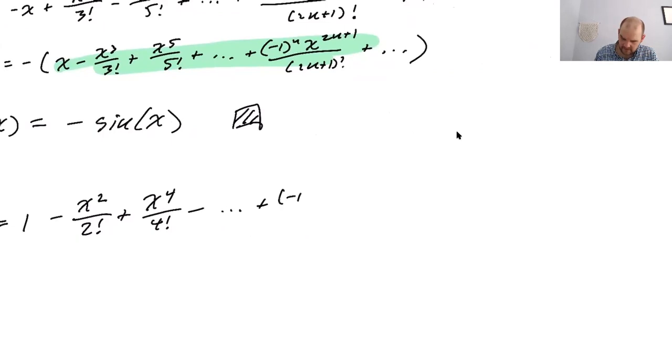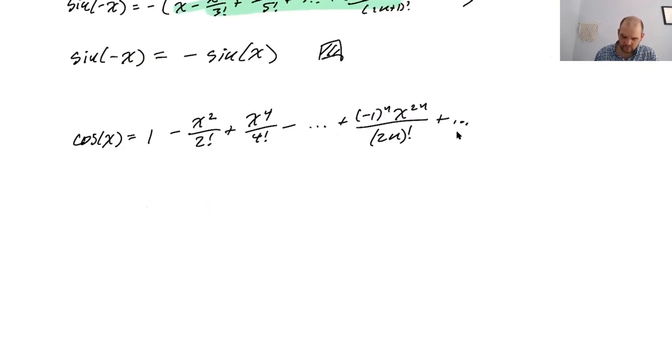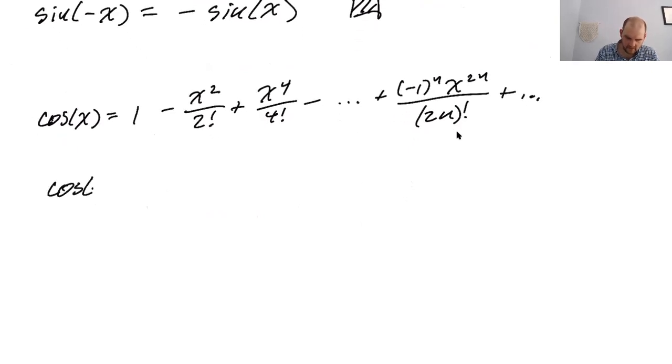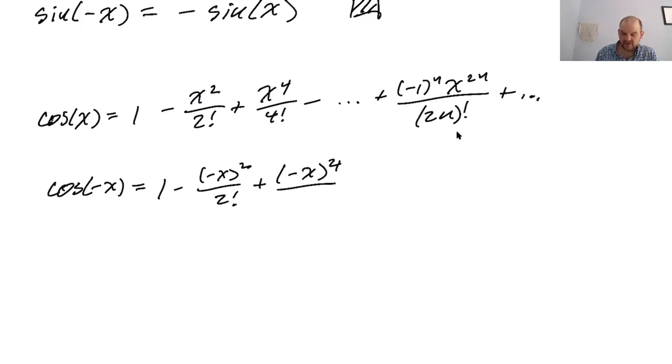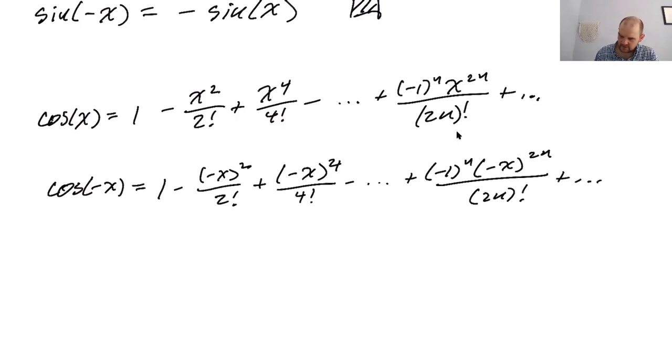And then plus negative 1 to the n, x to the 2n over 2n factorial, but you got to put the parentheses. Okay. So cosine of negative x is going to be 1 minus quantity negative x squared over 2 factorial plus quantity negative x to the 4th. 4 is the easiest. If you accidentally make a 2, you can turn it into a 4 so easily. And I do that a lot. So that's why I'm so happy to know that. Plus negative 1 to the n, negative x to the 2n over quantity 2n factorial plus dot, dot, dot.